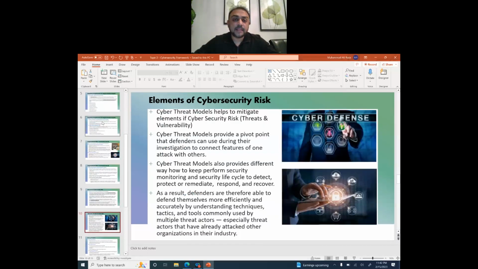So basically, cyber threat models help us to mitigate the security risk threats that have been identified. These cyber threat models basically help us defend from cyber threats. So we should have a proper remediation mechanism, a proper response mechanism, a recovery mechanism, and implement and test security policy mechanisms to mitigate any kind of threats and vulnerabilities.